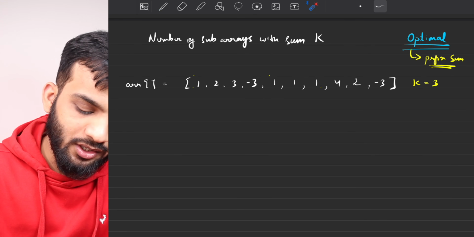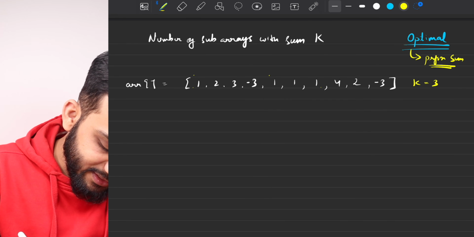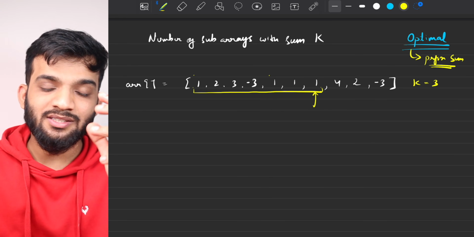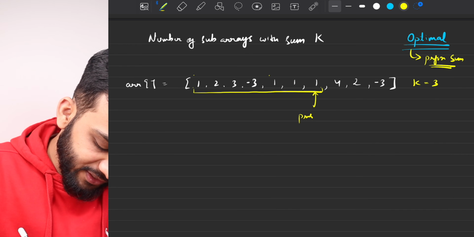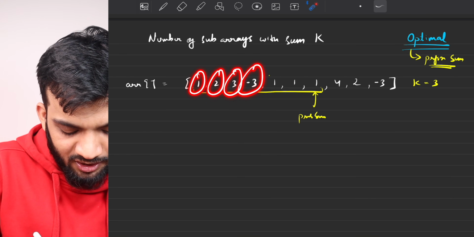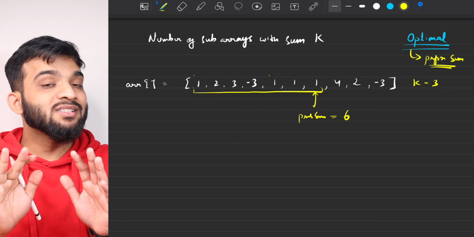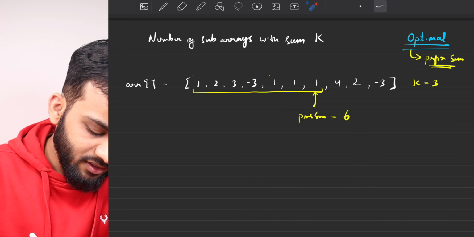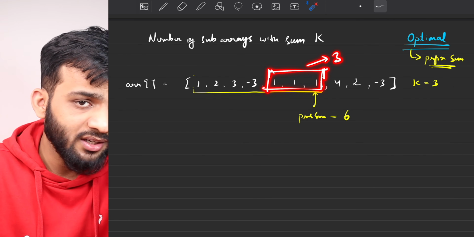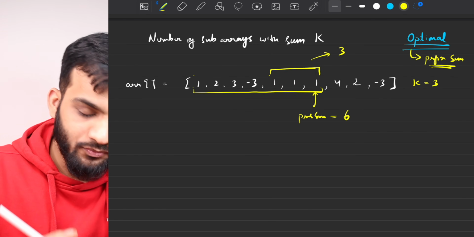So what is the concept of prefix sum? Let's understand that. Assume I say, I'll go till this particular element. And if I ask you, what is the summation of all the prefix elements? So basically 1 plus 2, 3 plus 3, 6 minus 3, 3, 4, 5, 6. So I can say the prefix summation is 6. And can I say the summation of these 3 elements is 3? I can say that the summation of these 3 elements is 3.